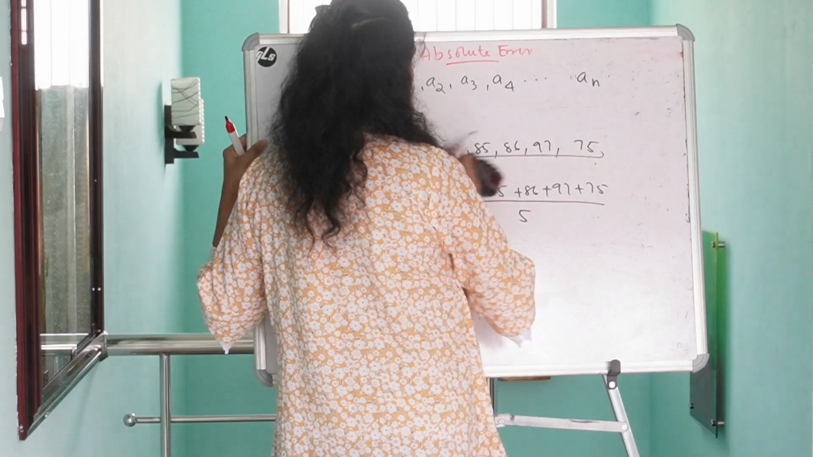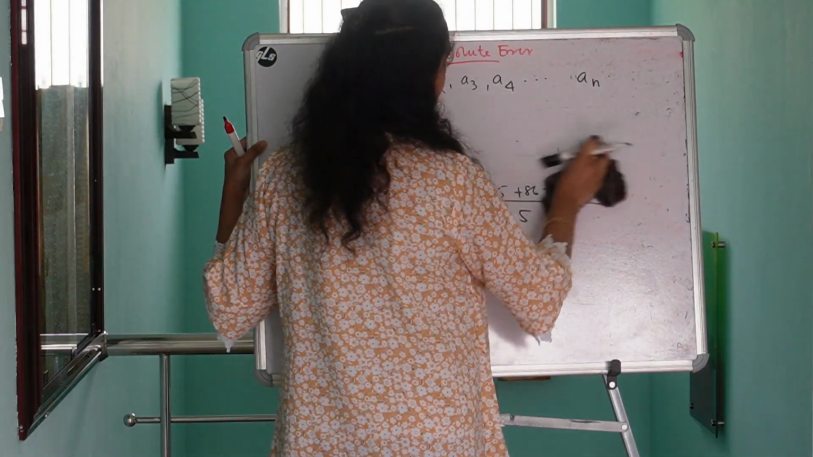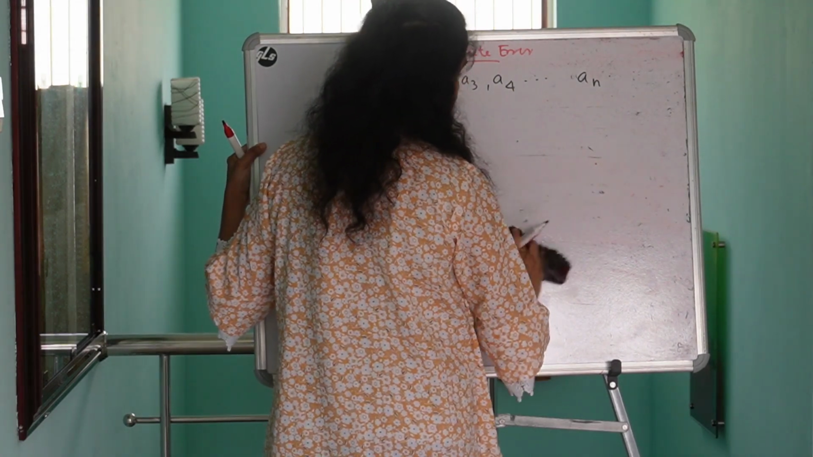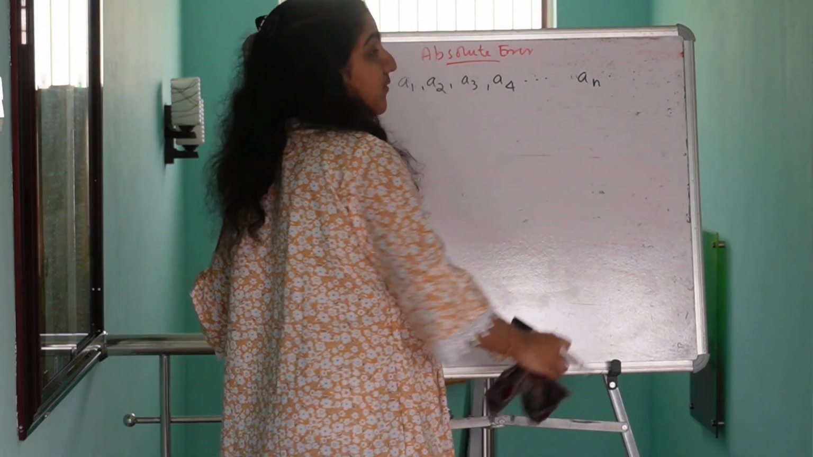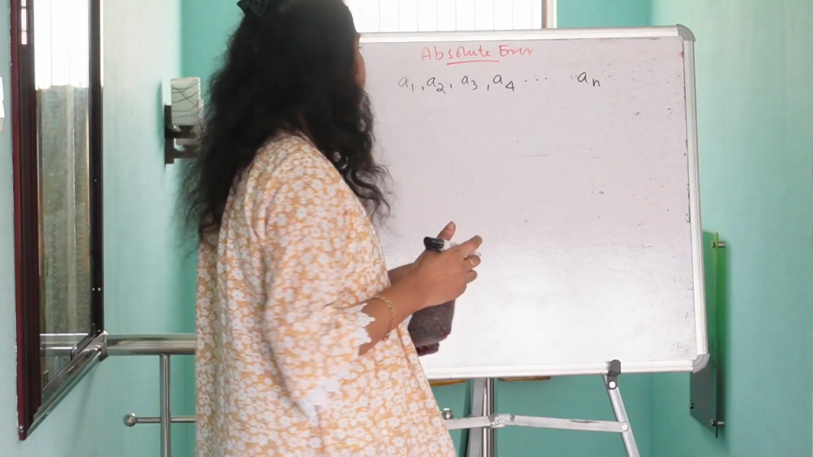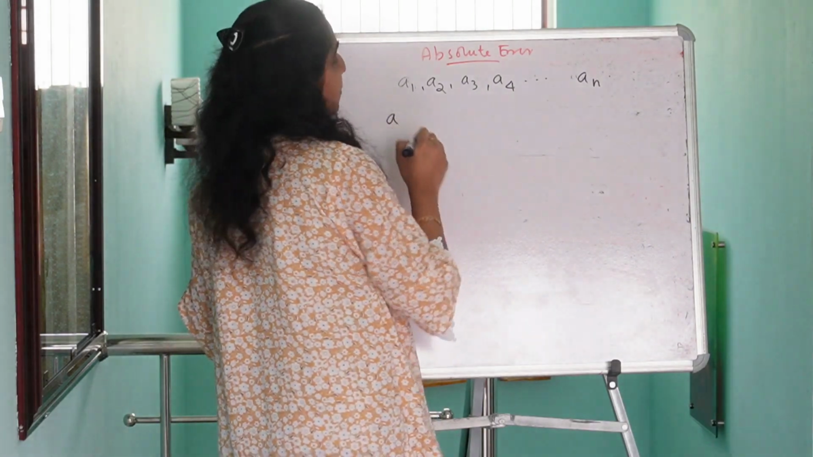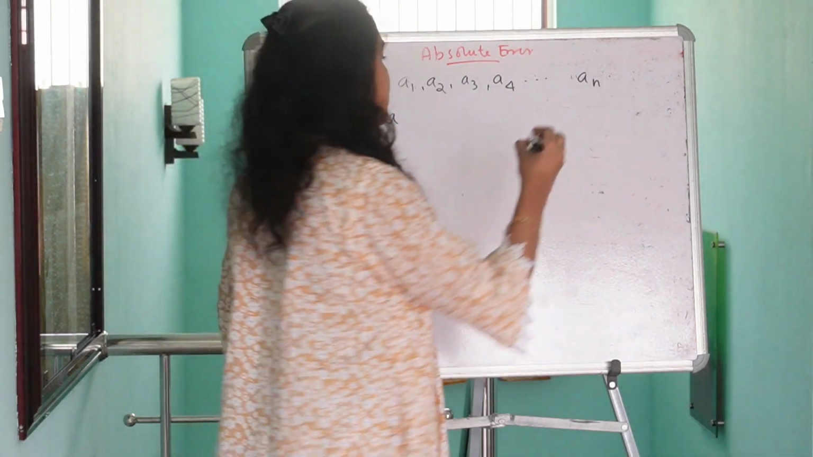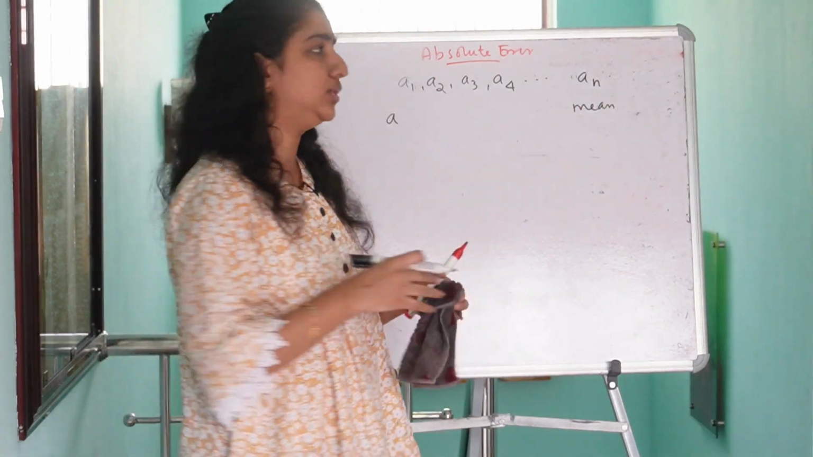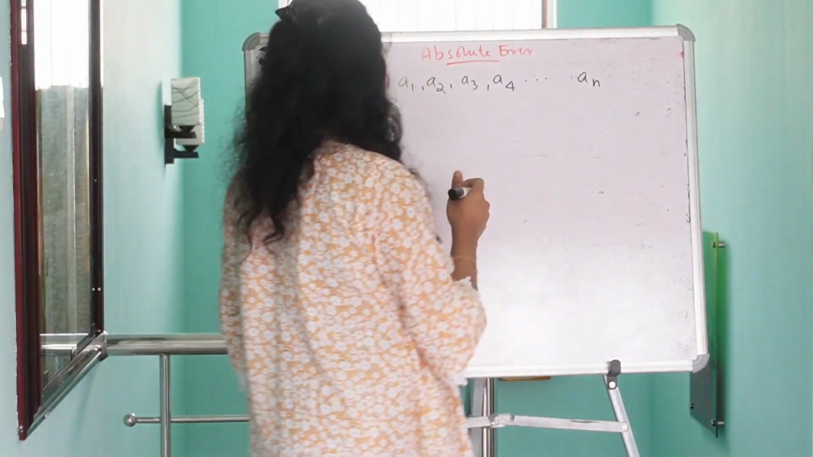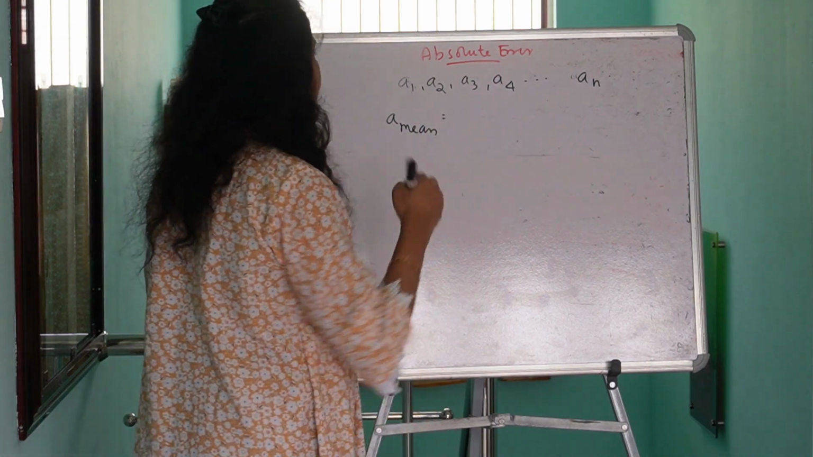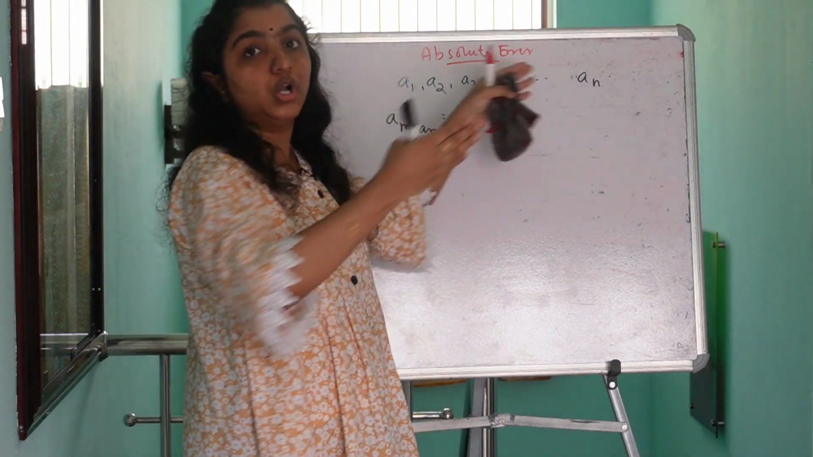Similarly, for finding the average of all those measured values, we find the sum of all these measured values and divide it by the total number of measurements. We know average is otherwise known as mean, isn't it? Average and mean are one and the same. We can use either average or mean. Here I am using mean for convenience. A mean means the average of all those measured values.